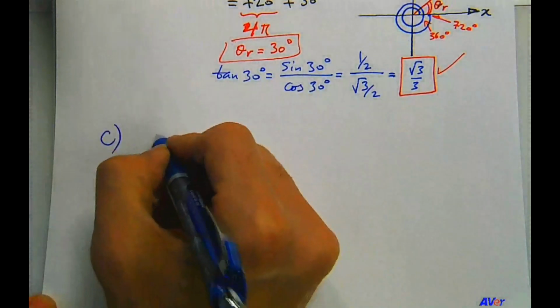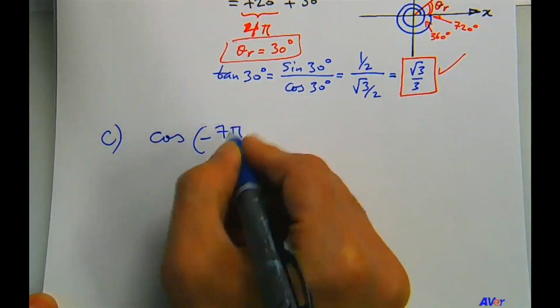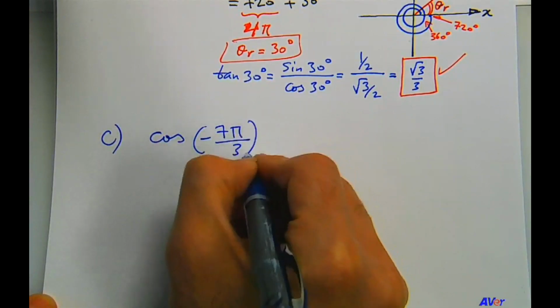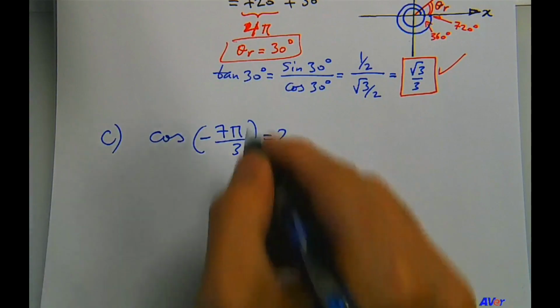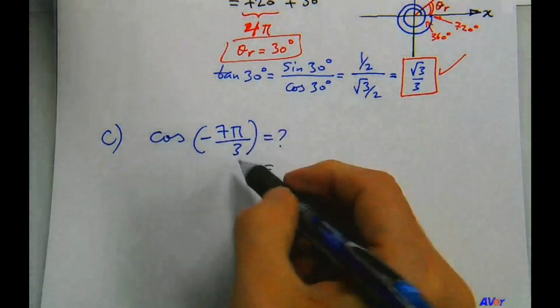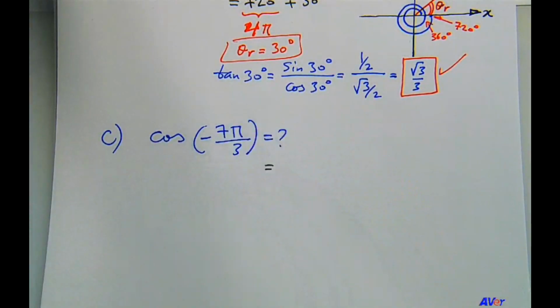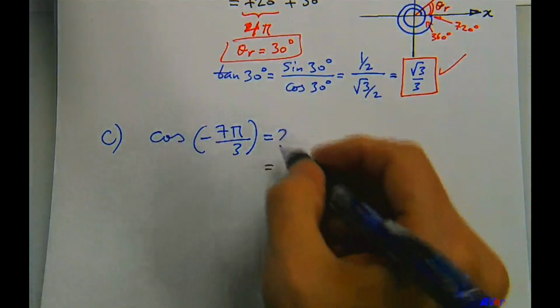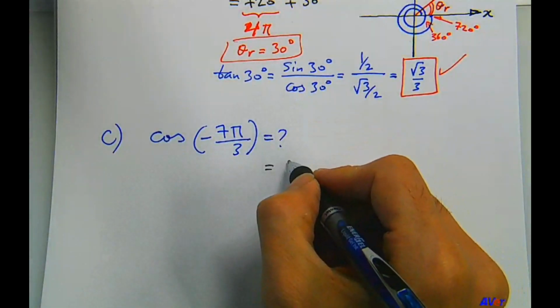So C, we want to find cosine of negative 7 pi over 3. So that's the question. Okay, so let's see what this angle is. We can break this up. This is a large angle. To make it easier for us to know which quadrant this is, let's break this up.